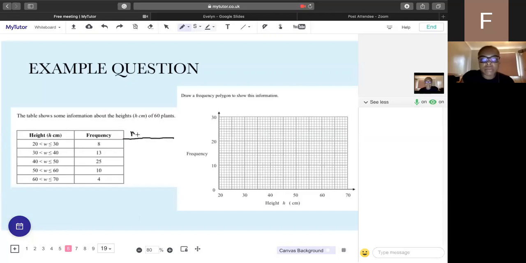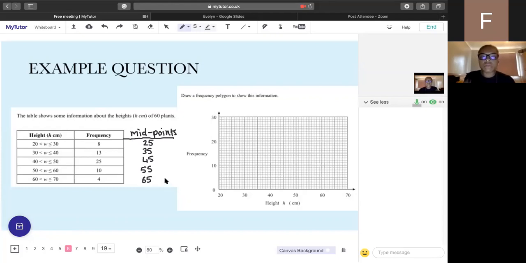This one's going to be midpoints. It's very easy to make silly mistakes with this one if you don't extend your table. So just to make sure that you don't lose any silly marks, make sure that you draw a midpoint column. The midpoint between 20 and 30 is 25. 30 and 40 would be 35. 40 and 50, 45, 50 and 60, 55, and 60 and 70, 65.